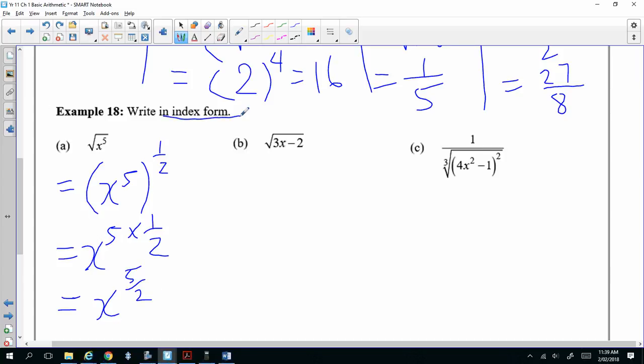Alright, next one, what if it's a square root of something, you write just power half. Notice that I use a bracket. Whenever there's more than one term in there, I use a bracket. That's all you have to do.